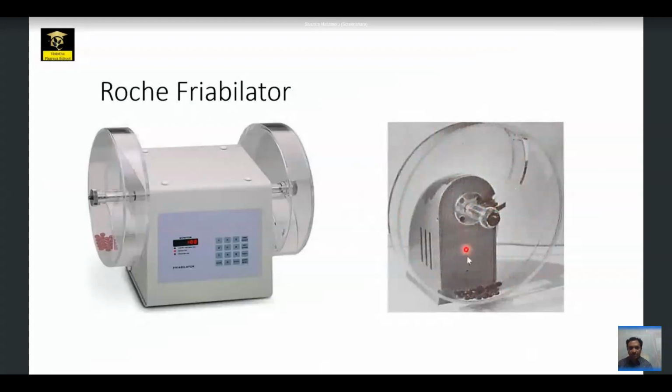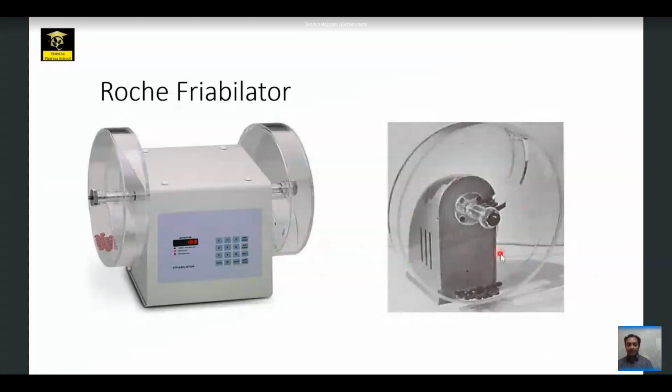So this machine rotates at 25 RPM. According to the test, it should be set for 100 rotations. So what you do is come here to the control panel and set the machine for 4 minutes. When you set for 4 minutes, 4 into 25, you will get 100 rotations.